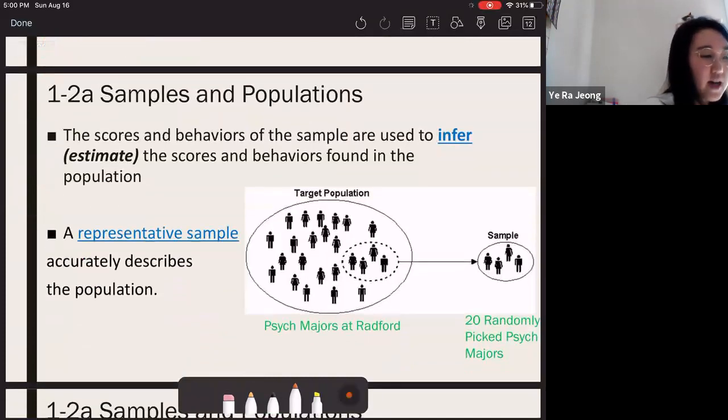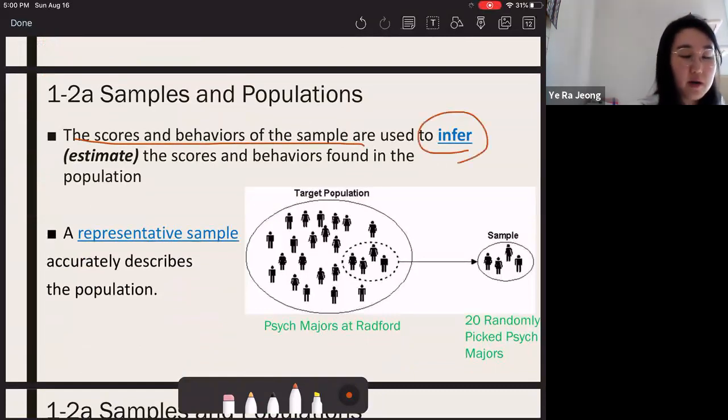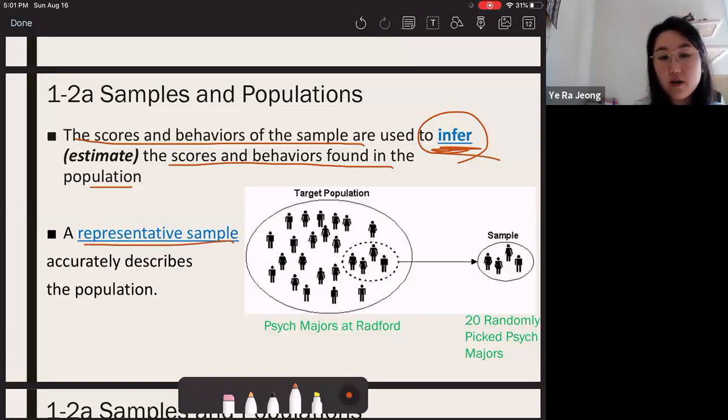And whatever we find in the sample, the scores and behavior we find in the sample, we use that to infer, meaning estimate, generalize to the scores and behaviors in the population. Okay, and in order for us to infer properly, we have to make sure that we have a representative sample that accurately describes the population.